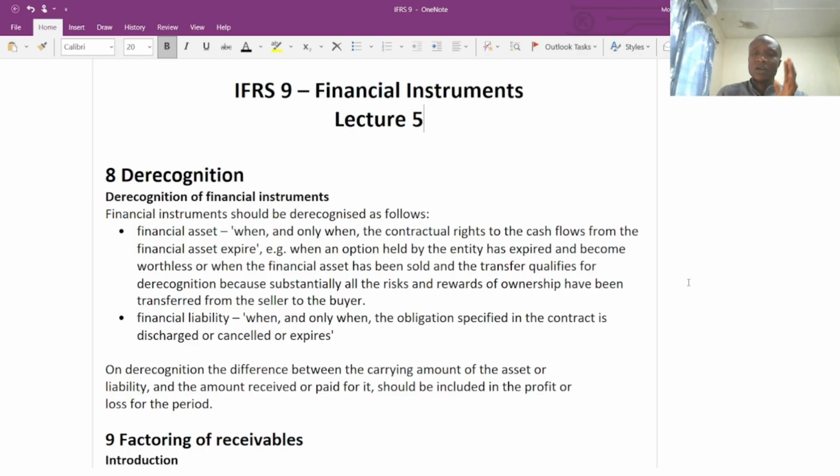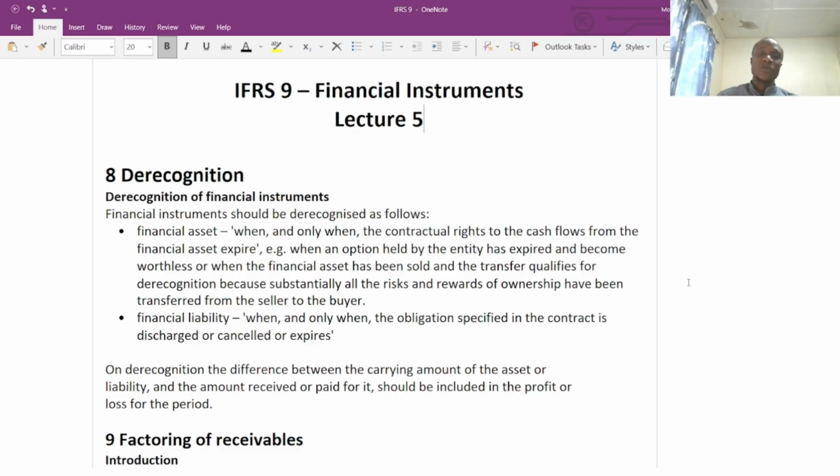Then how are we going to account for it, whether the risk and reward has been transferred to the factor or not? So basically, we are going to look at the concept of factoring of receivable, which is very important. And finally, we are going to look at the disclosure requirement of IFRS 9. Very important concept to know.